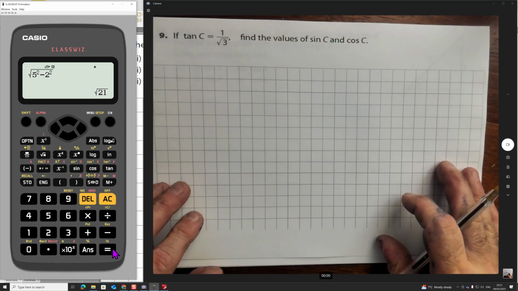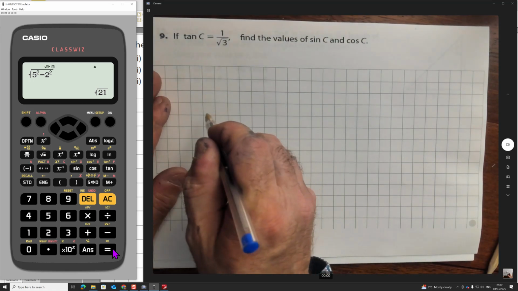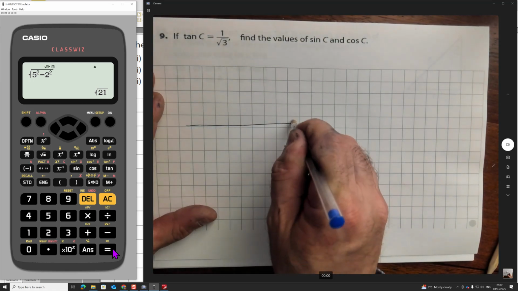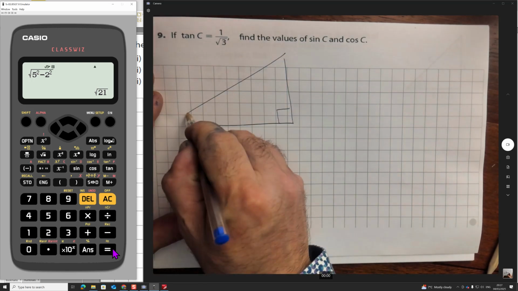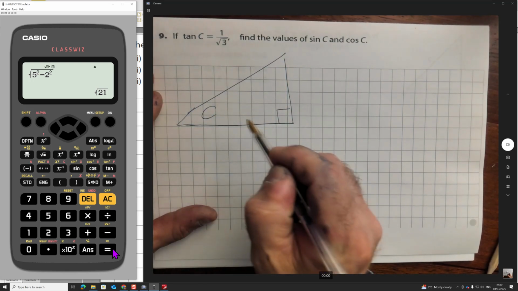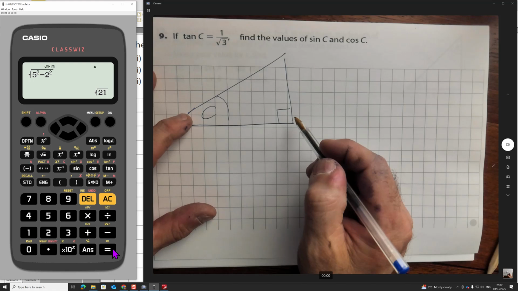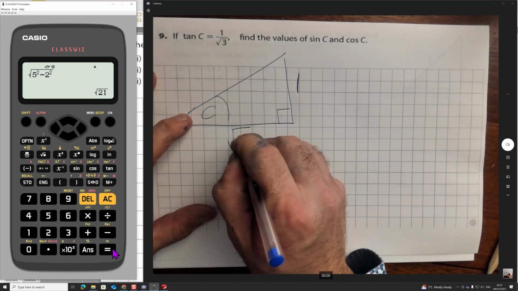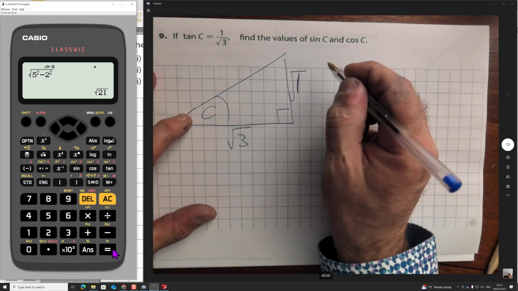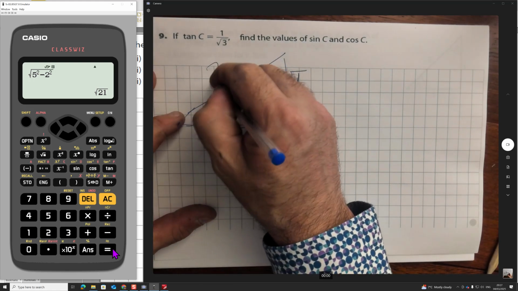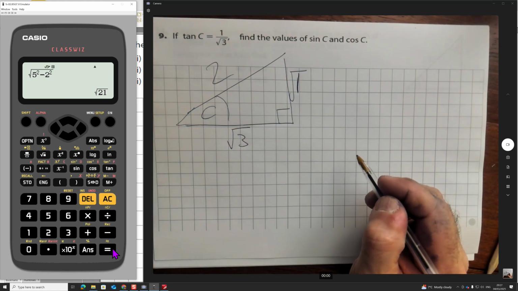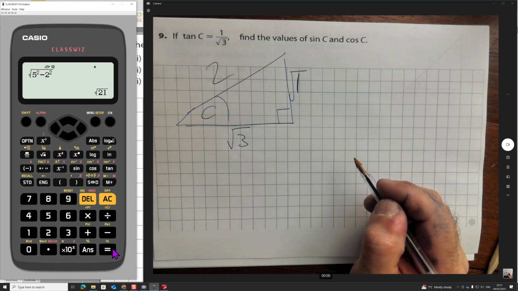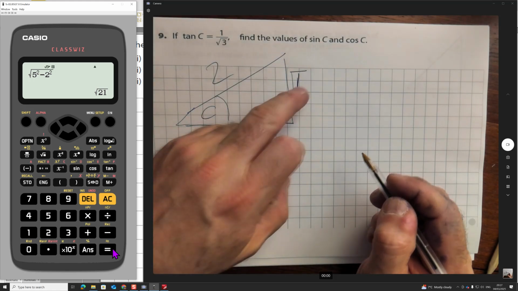Okay, here we go. Question 9. If tan of c equals 1 over root 3, mark in c anywhere, put it there, always where we'd put it. 1 will be opposite, root 3 will be here. Call that root 3 if you want. So this is root 4, this is 2. Okay, and on we go.